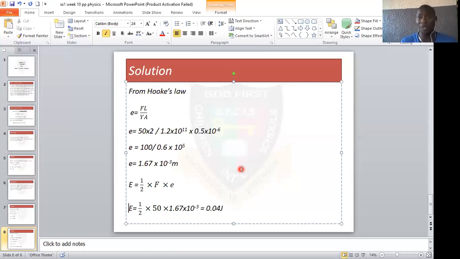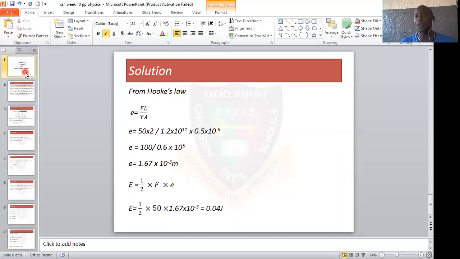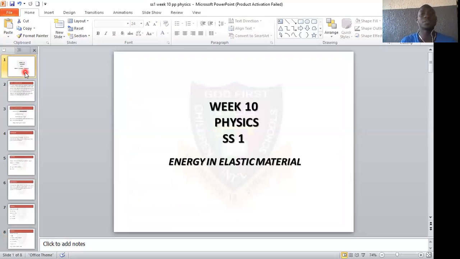I would like you to pick your calculator and cross-check these calculations very well. So this is how to calculate the work done by the force in stretching a material or compressing it. This is how to calculate the energy in an elastic material. And recall what elasticity is: elastic material, the elastic limit, yield point, breaking point.